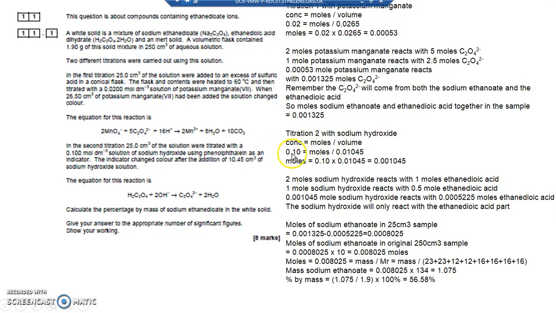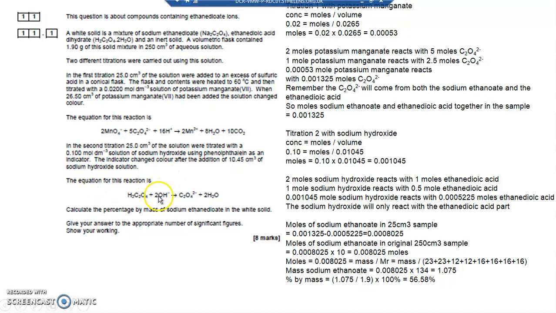Concentration is moles divided by volume. Concentration is 0.1. I've been given that. Moles divided by the volume. Well, I've got 10.45 centimetres cubed. To get centimetres cubed up into decimetres cubed, a larger unit, I divide by 1,000, so that's 0.01045. Multiply the two together. 0.1 times 0.01045 is 0.001045. I know the number of moles of sodium hydroxide.